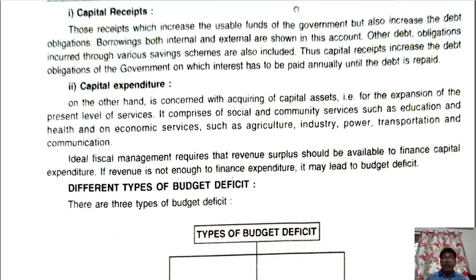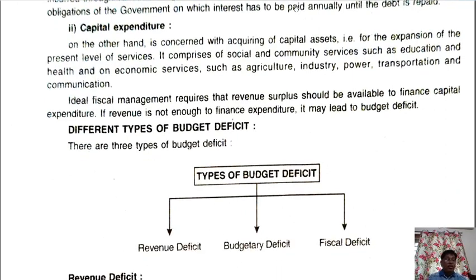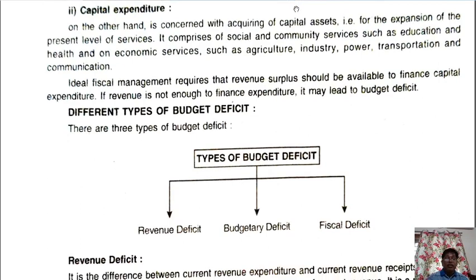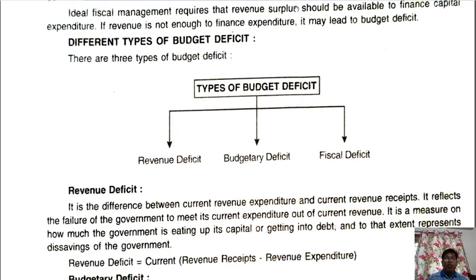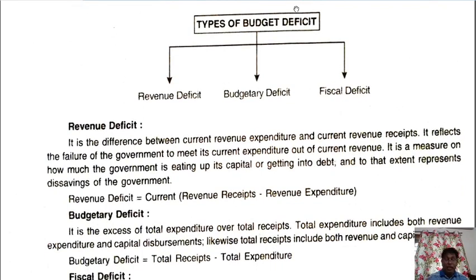Ideal fiscal management requires that revenue surplus should be available to finance capital expenditure. If revenue is not enough to finance expenditure, it may lead to budget deficit. The next point is the different types of budget deficit. There are three types of budget deficit: the revenue deficit, budgetary deficit, and fiscal deficit.